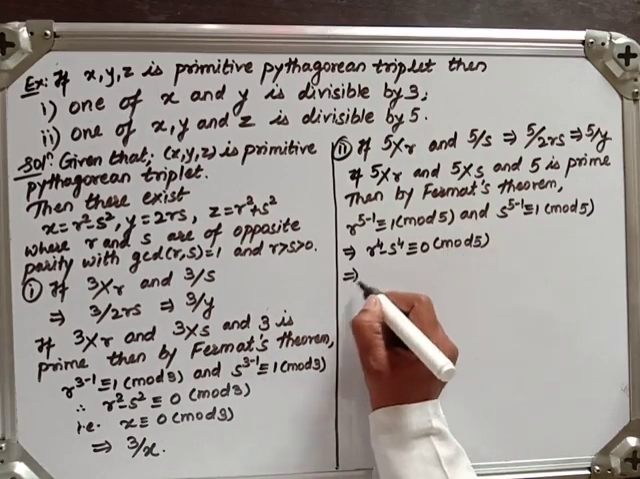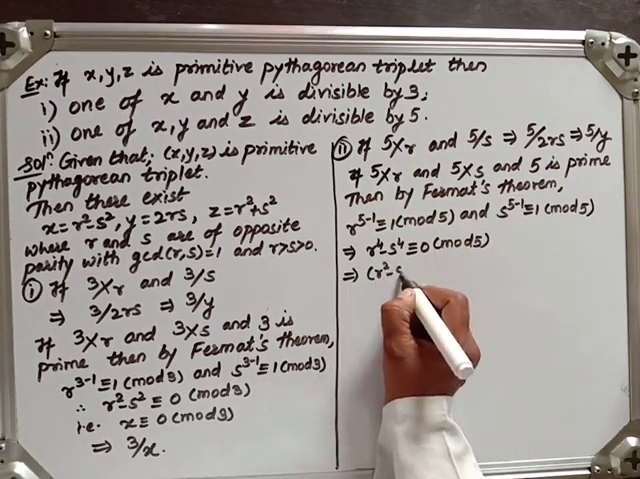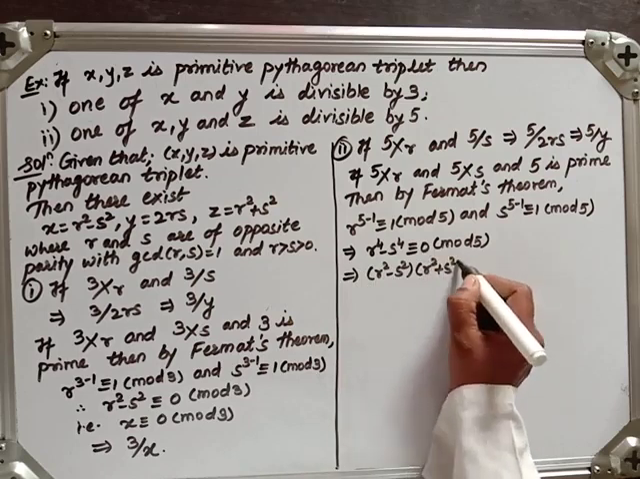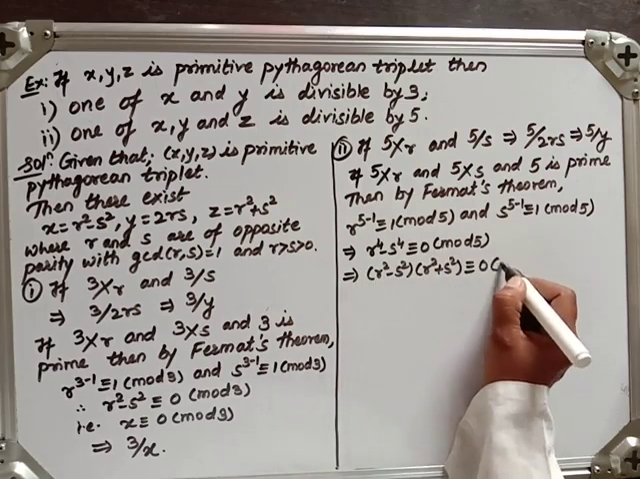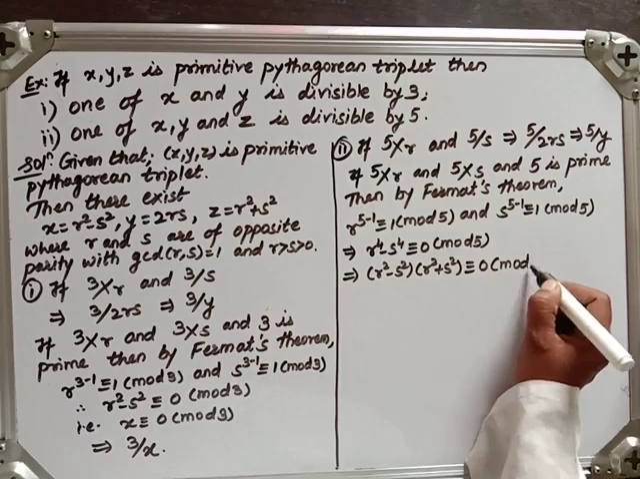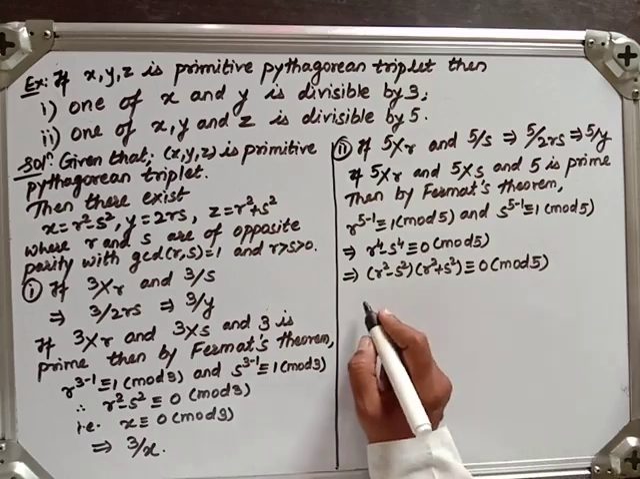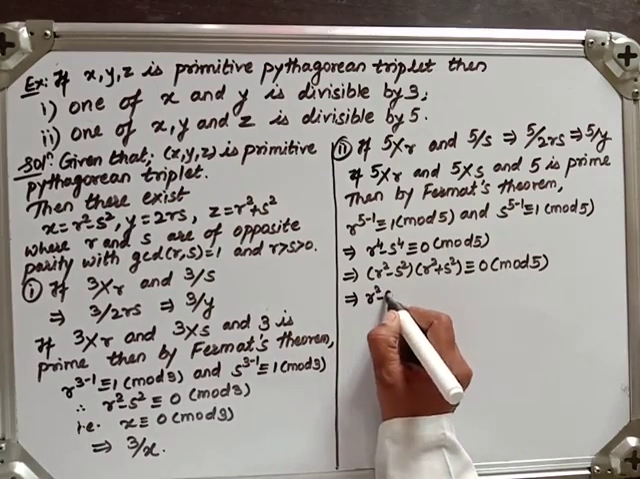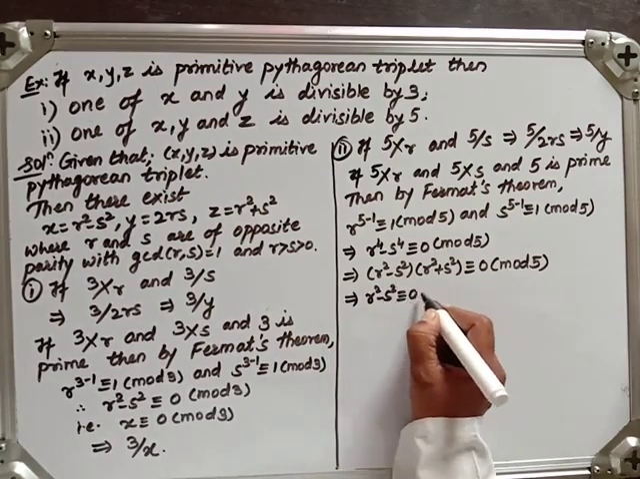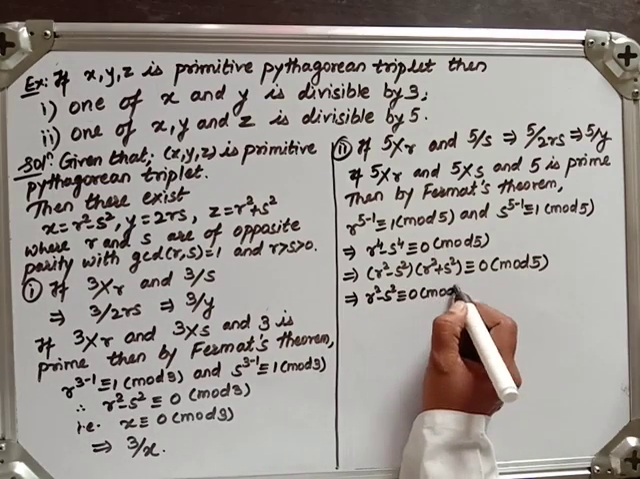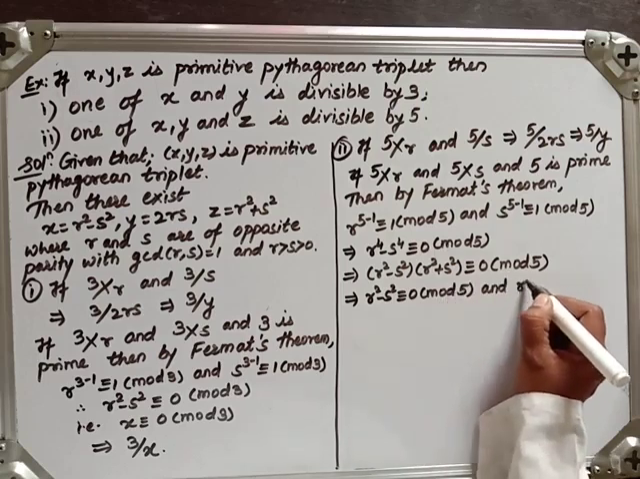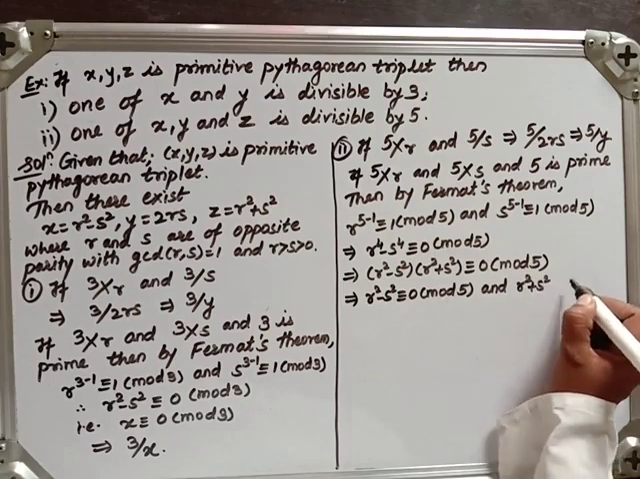That implies (R square minus S square) into (R square plus S square) congruent to 0 modulo 5. That is, this gives R square minus S square congruent to 0 modulo 5 and R square plus S square congruent to 0 modulo 5.